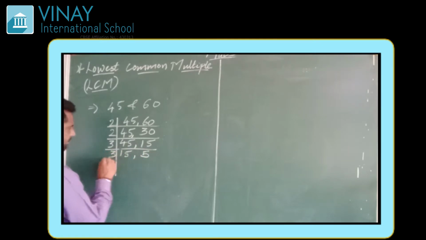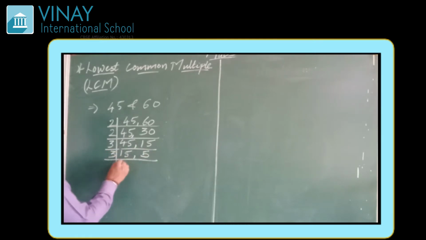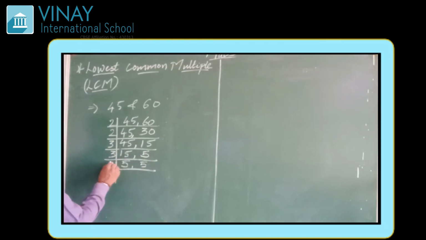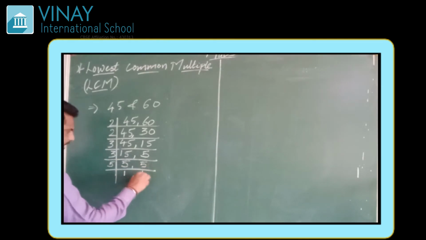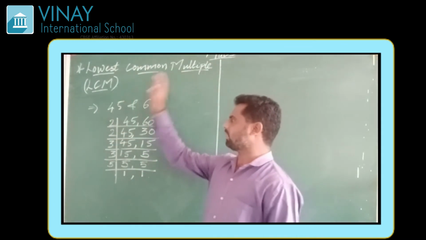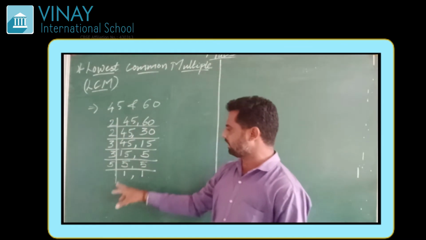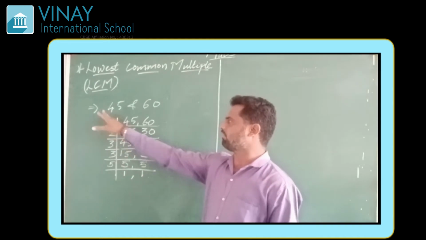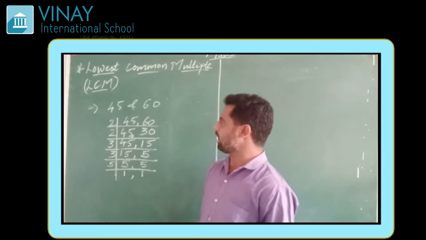Here again 15 is divisible by 3, so we will write 5. This 5 will remain as it is and come down. Now again they are not divisible by 3. They are divisible by 5, so we get 1, 1. In the division method, whether 2 numbers, 3 numbers or more are given, we need to see that we get 1, 1 at the end. Then only we will find the LCM.